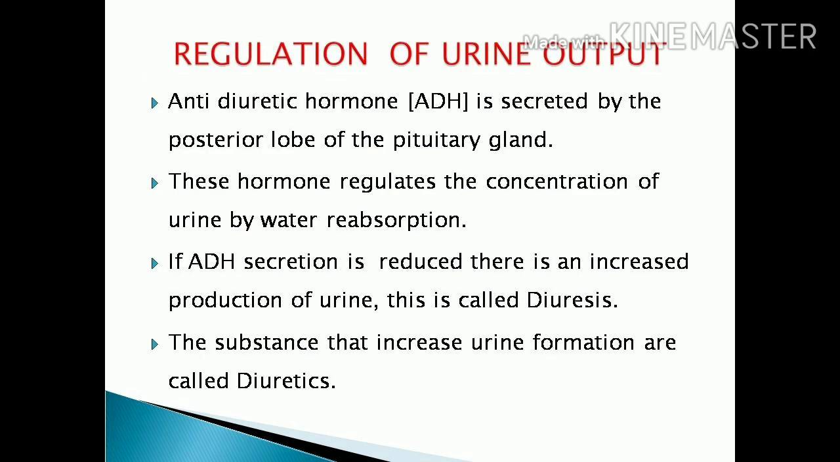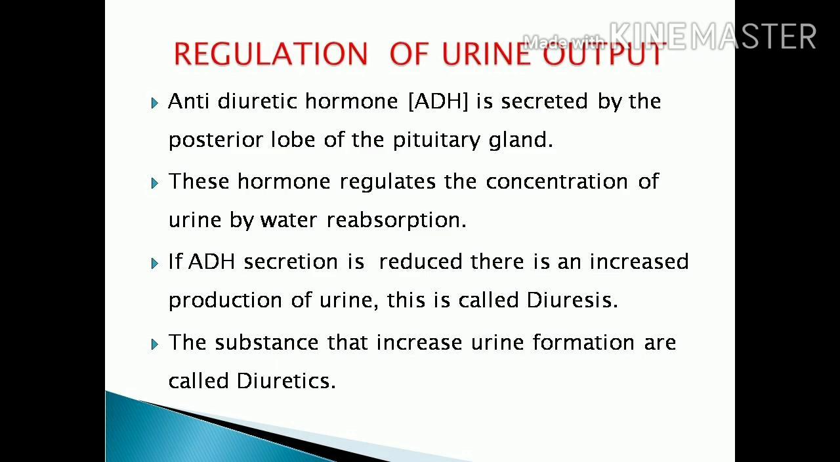Next, regulation of urine output. Antidiuretic hormone, or ADH, is secreted by the posterior lobe of the pituitary gland. It is one of the important hormones. It regulates the concentration of urine by water reabsorption, especially in the PCT. So it is helpful for the reabsorption of water.